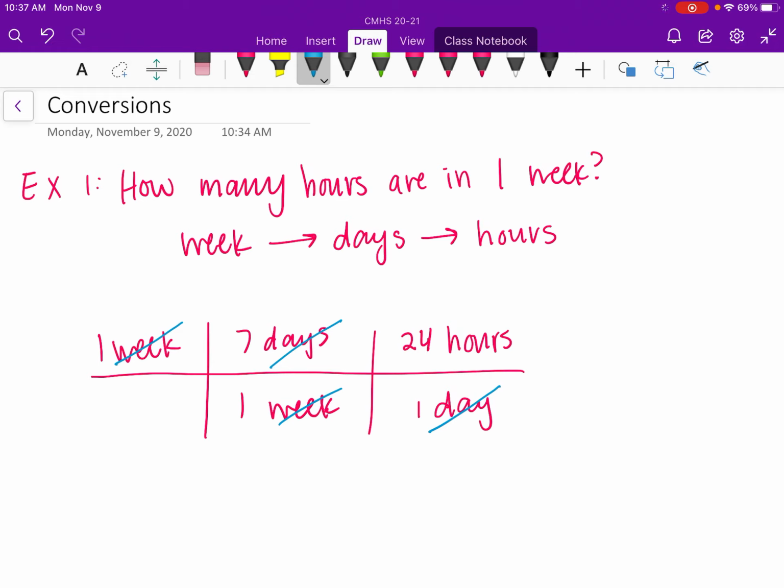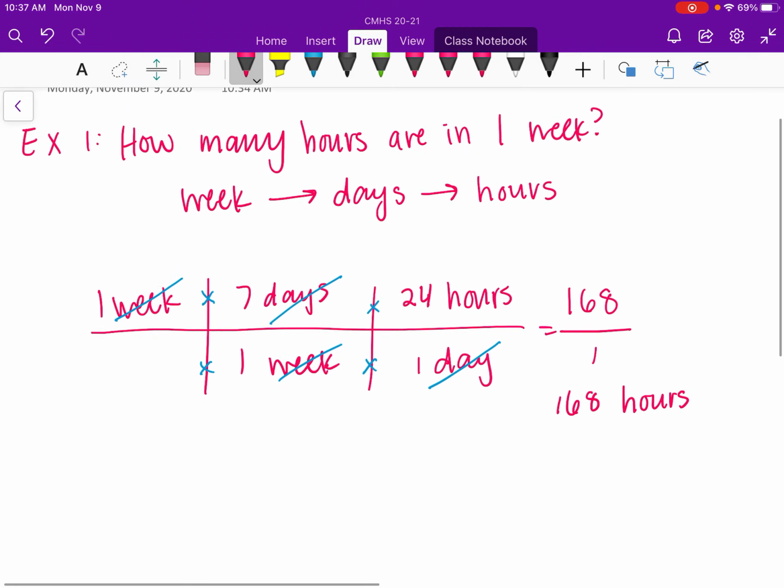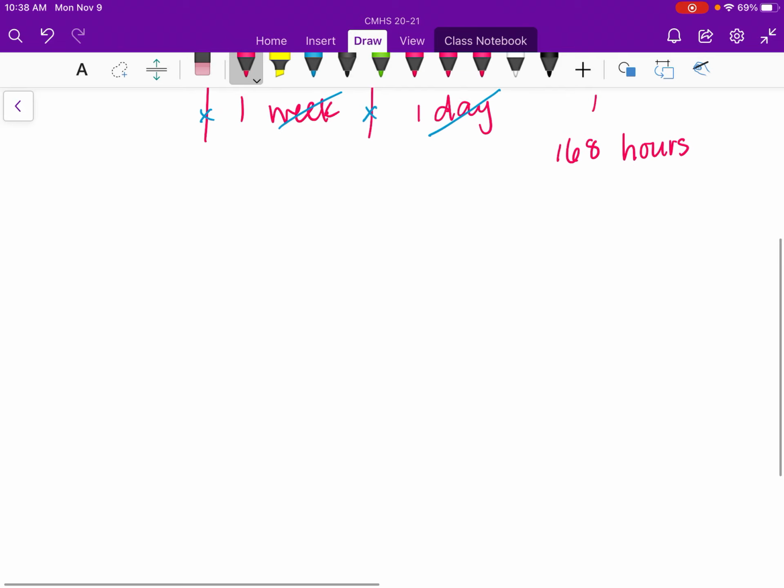So that's with the words, but now we have to use our numbers. What we're going to do is multiply across the top and multiply across the bottom. So on the top, 1 times 7 times 24 is 168. And on the bottom, 1 times 1 is 1. Well, 168 over 1 is just 168. So there are 168 hours left, or 168 hours in 1 week. And that's how we use the fence post method to use conversions.